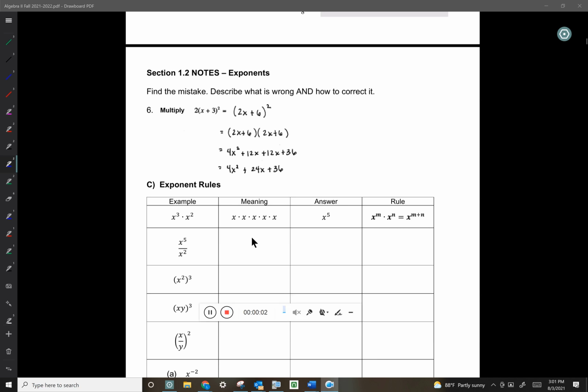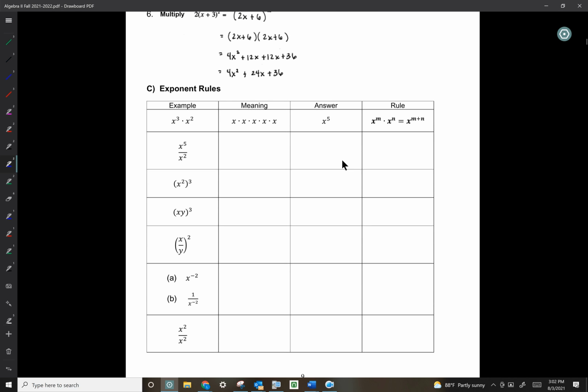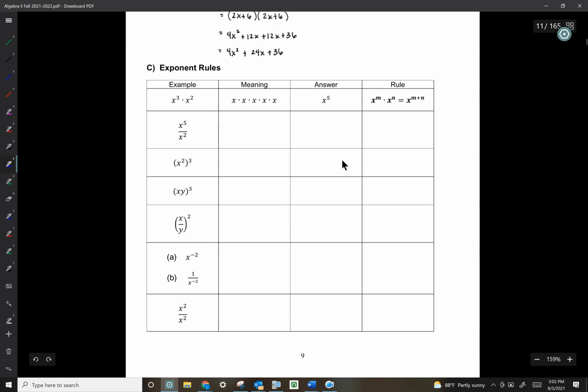This video is going to cover section 1.2 notes, which is some basic rules for exponents. Okay, let's go backwards a little bit when we get started. Let's start with letter C here, the exponent rules, and then we're going to go back to that example at the top. So let's think about some basic exponent rules that you should have learned back in Algebra 1.